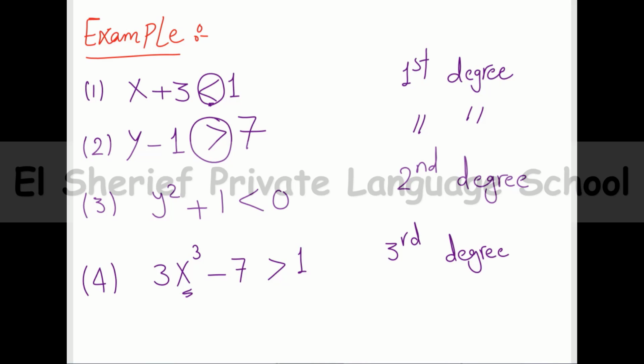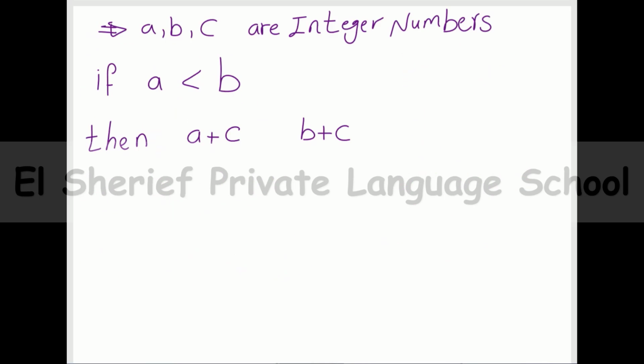Now we talk about solving the inequality of the first degree. Before we talk about solving inequalities, we must know some properties. Let A, B, C be integer numbers. If A less than B, then A plus C and the other side B plus C: more than or less than.